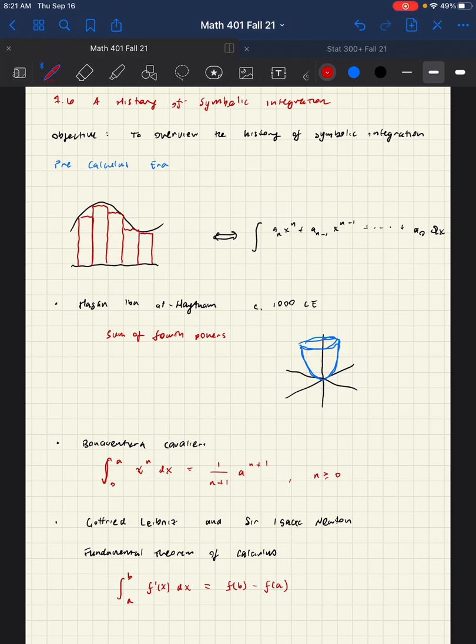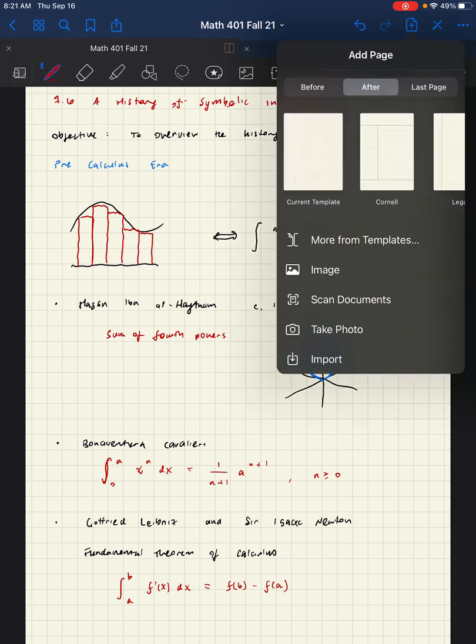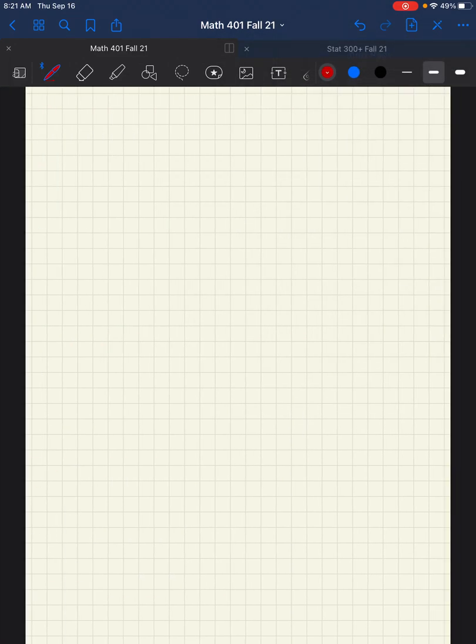Okay, so there were improvements to this original form that started right away. It extends the notion of integration beyond a function of one variable. That's one of the topics of Calc 2 and Calc 3, Math 402. So keep an eye out for that.